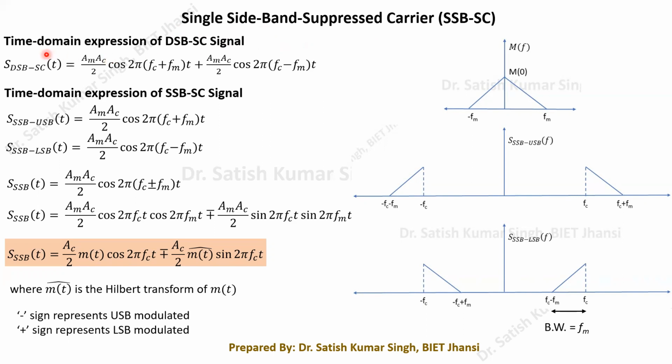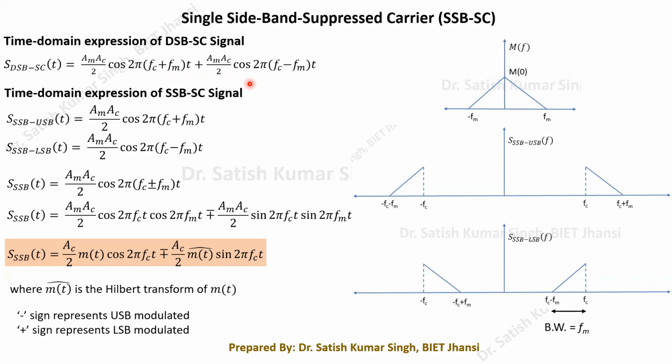As we know, this was the time domain expression of the DSBSC signal. That was cos 2 pi (fc + fm)t, and here it is (fc - fm)t. Two sidebands were available in the case of single tone modulation. This equation we have already seen.